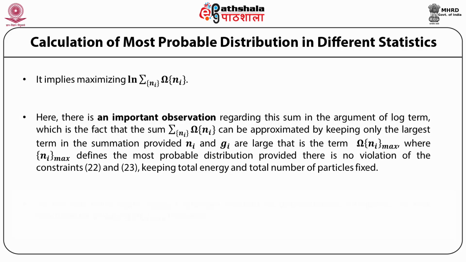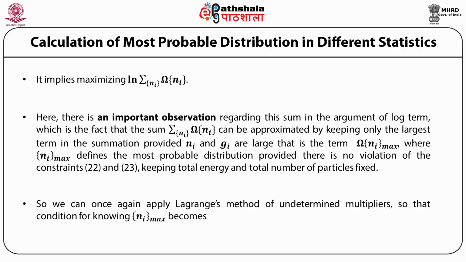Here there is an important observation regarding this sum in the argument of the log term, which is the fact that the sum over the distribution set {ni} of omega{ni} can be approximated by keeping only the largest term in the summation, provided ni and gi are large. That is, the term omega over that distribution set which maximizes it defines the most probable distribution, provided there is no violation of the constraints 20 and 23, keeping total energy and total number of particles fixed.